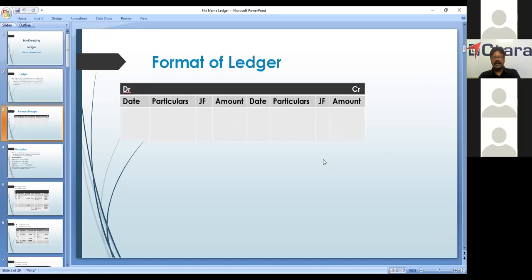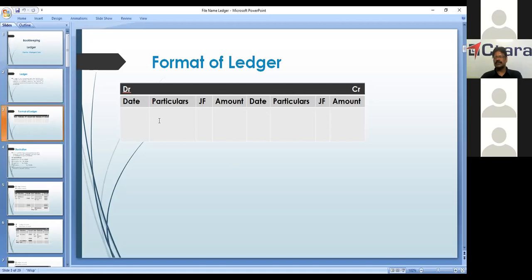Before that, the format of a ledger. It is in account form, a T. We have two sides. The left hand side is the debit side, where we write DR, and the right hand side we write CR, the credit side. We have 4 columns on each side. First the date of the transaction, then particulars.